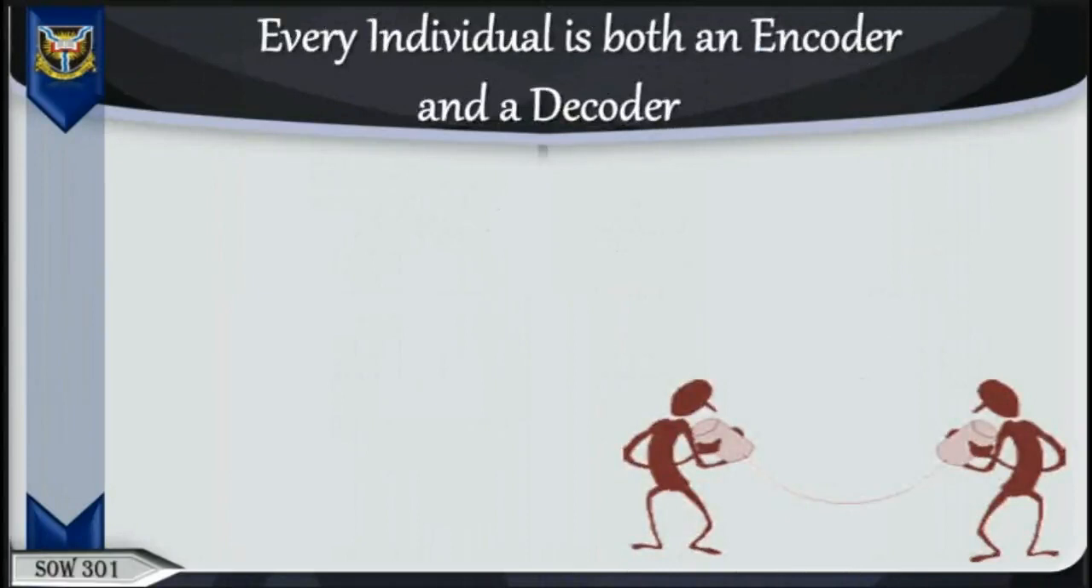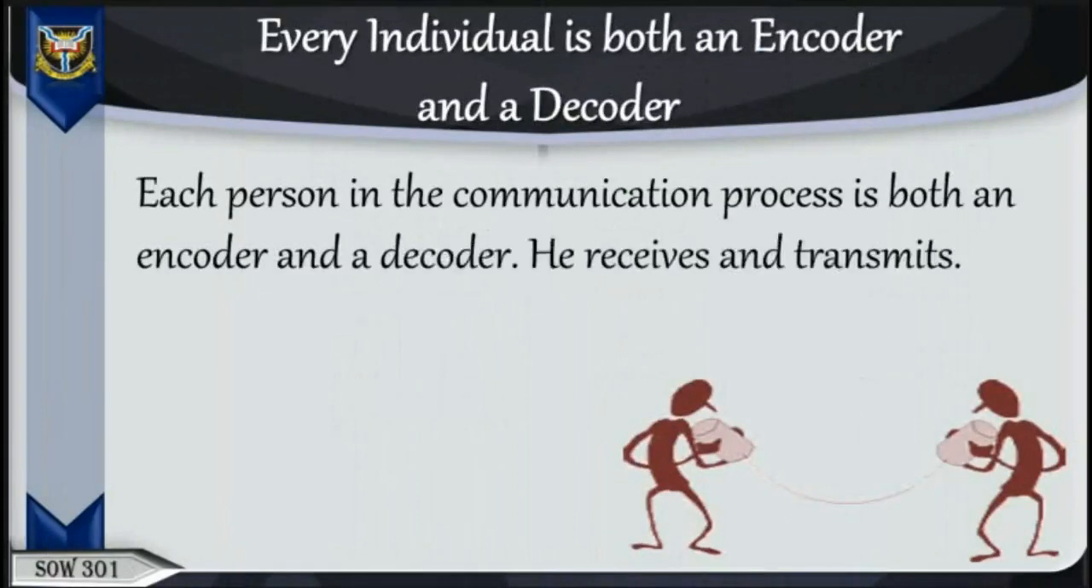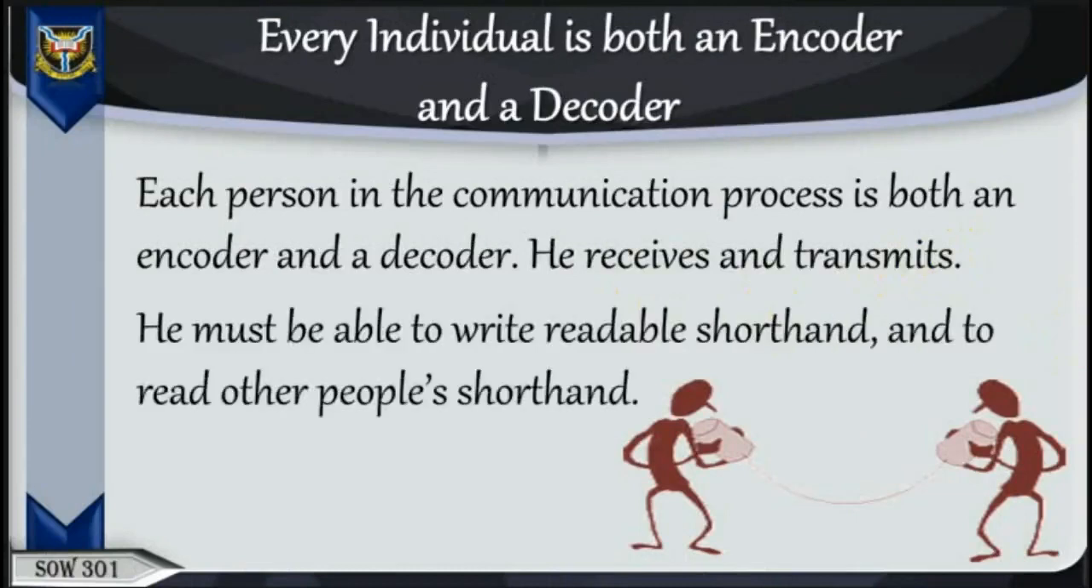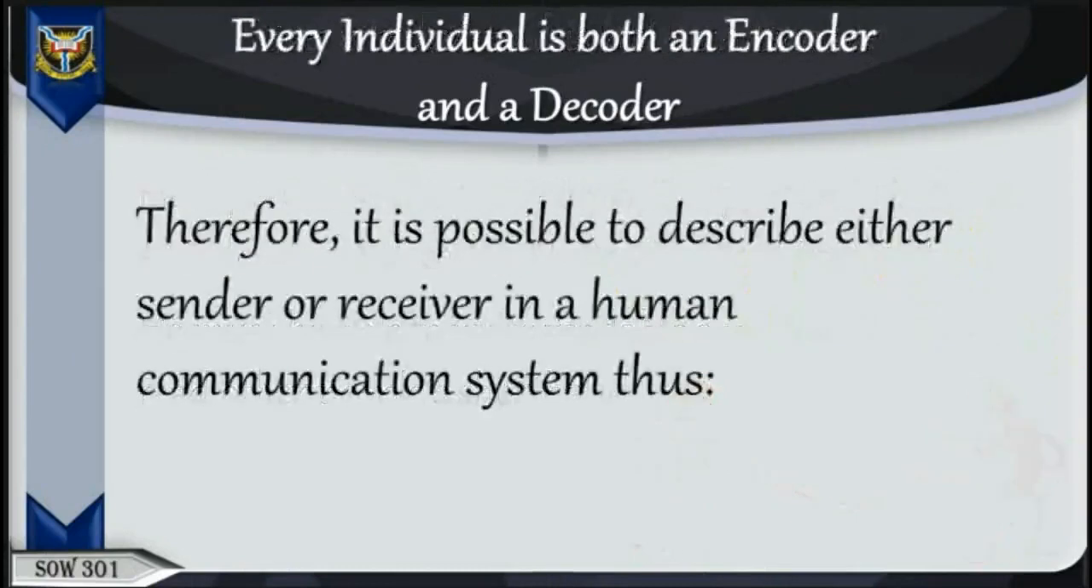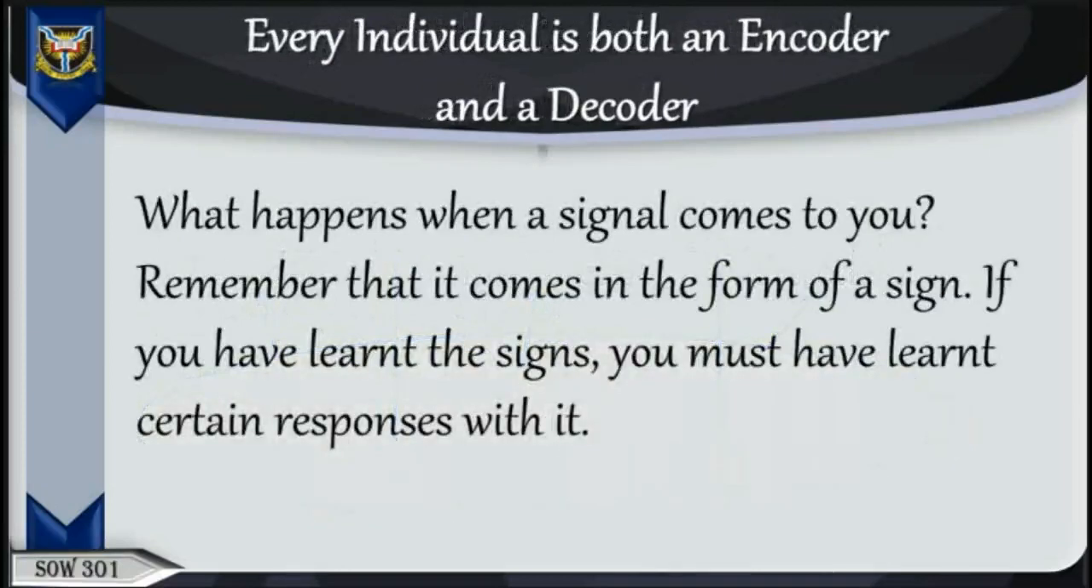Every individual is both an encoder and a decoder. Each person in the communication process is both an encoder and a decoder. He receives and transmits. He must be able to write readable shorthand and to read other people's shorthand. Therefore, it is possible to describe either sender or receiver in a human communication system. Thus: decoder, interpreter, encoder.